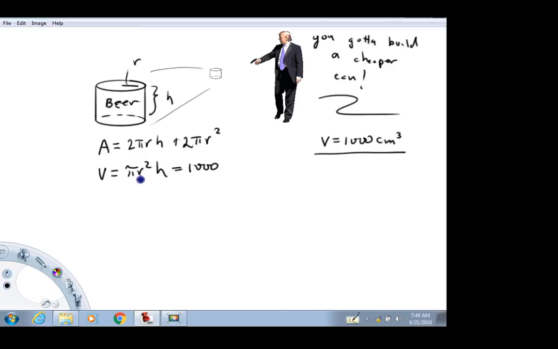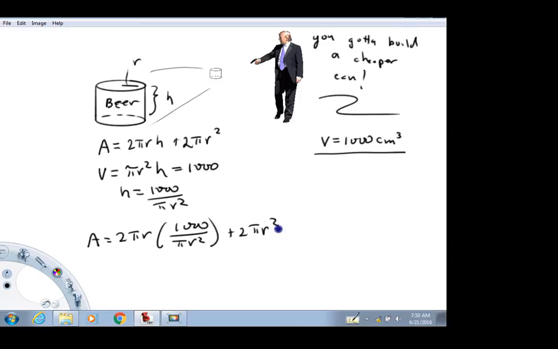Now the next step is to eliminate a variable. We can eliminate either r or h; it doesn't matter which. I think I'll eliminate h. So h is going to equal 1,000 over pi r squared. Now anywhere we see an h, we can put 1,000 over pi r squared. So I'm going to sub this into my area function. Our area is now going to equal 2 pi r times h, which can be written 1,000 over pi r squared, plus 2 pi r squared.